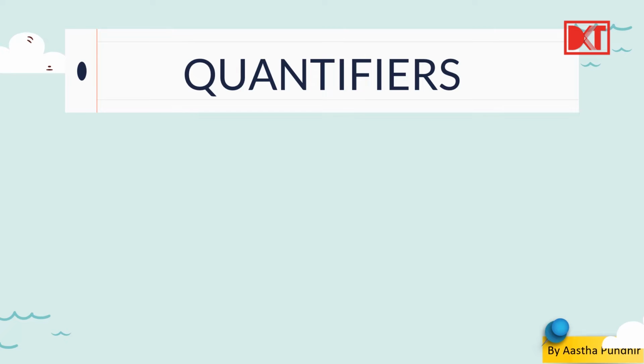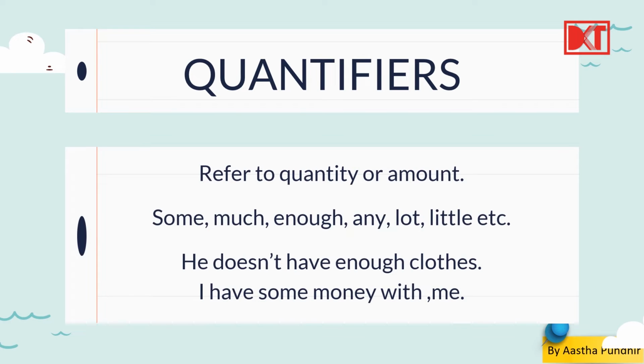Okay, now we have the next one, quantifiers. Now what do quantifiers do? They refer to a certain quantity or amount, like some, much, enough, any, lot, little, etc. So what are we doing here? Referring to any quantity or amount. An example: he doesn't have enough clothes. Enough is changing the meaning of which noun? Clothes. And what is the meaning that we are providing? He does not have enough clothes, so we are providing the meaning of quantity.